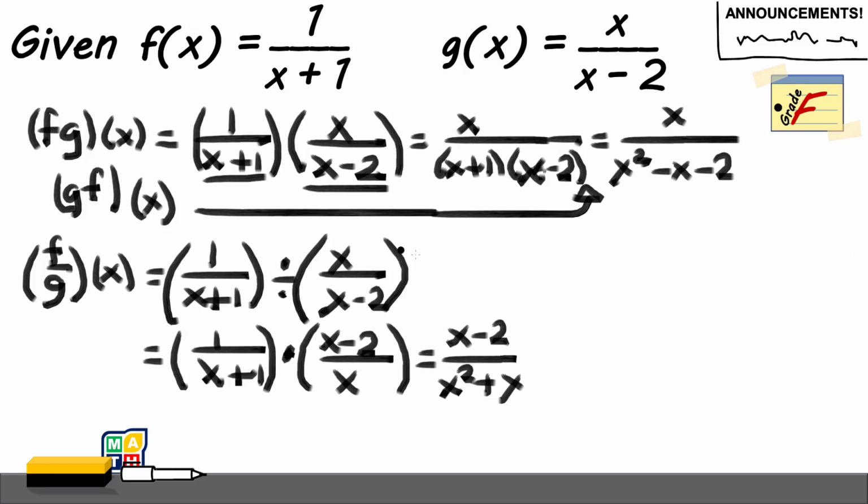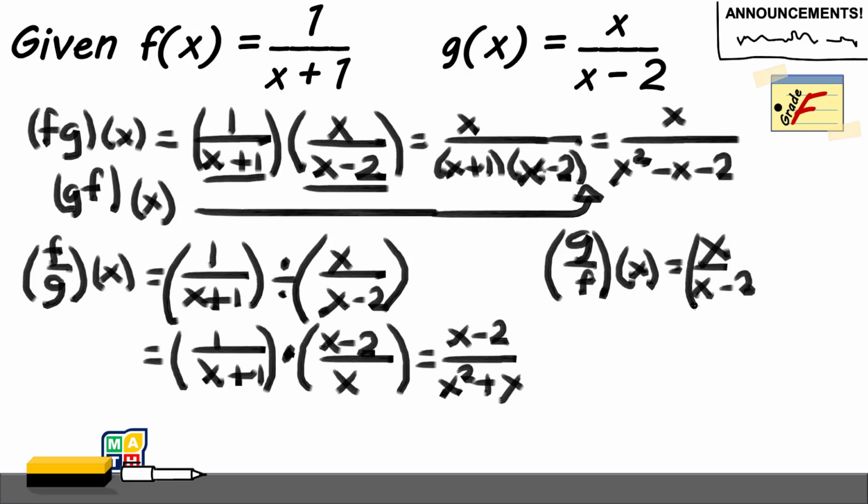But unlike our multiplication, where regardless of the arrangement of the functions we'll have the same result, for division, it doesn't necessarily give us the same answer. (g/f)(x) is where our numerator is the entire function of g of x, and the denominator is the f of x. Instead, we will have this one here, x over x minus 2. This is your g of x to be divided by your f of x, which is 1 over x plus 1. And then we use the keep, change, flip method.